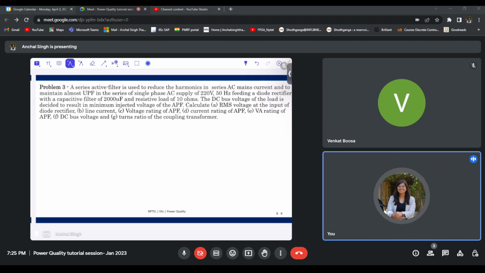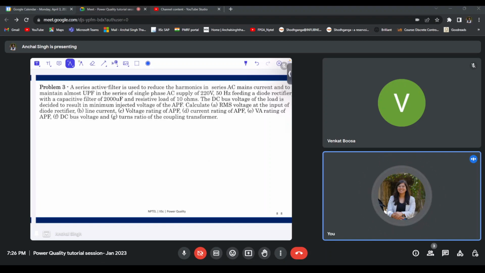Calculate the RMS voltage at the input of the diode rectifier, line current, voltage rating of the active power filter, current rating of the active power filter, VA rating of the active power filter, DC bus voltage, and the turns ratio of the coupling transformer. In this question we have been given certain details, and the special part about this problem is that we have been asked to calculate the minimum injected voltage of the rectifier. This is something different from what we have seen so far. Minimum point was not mentioned.